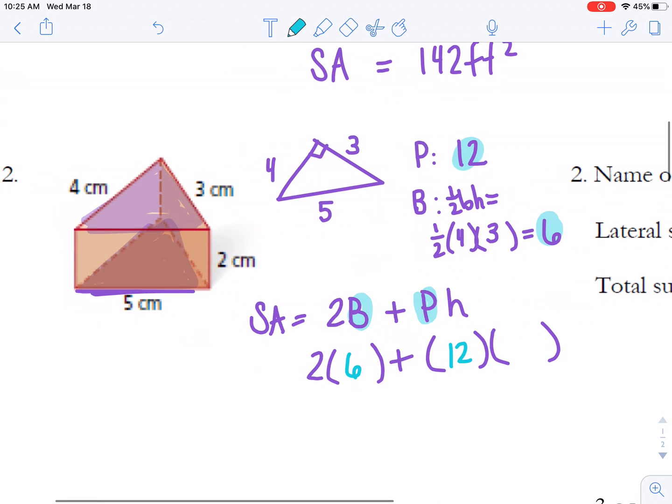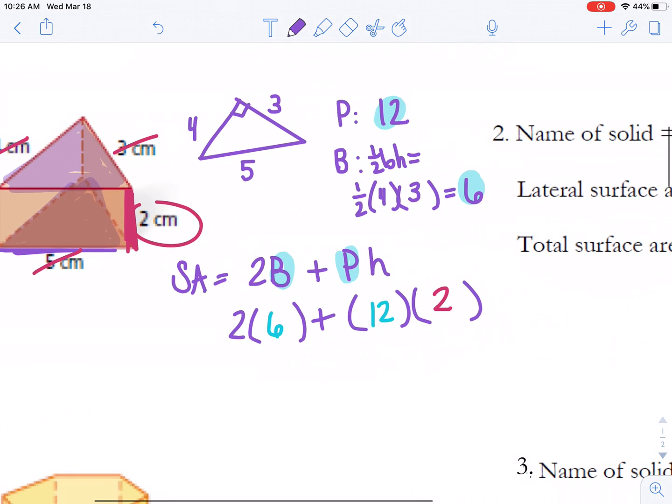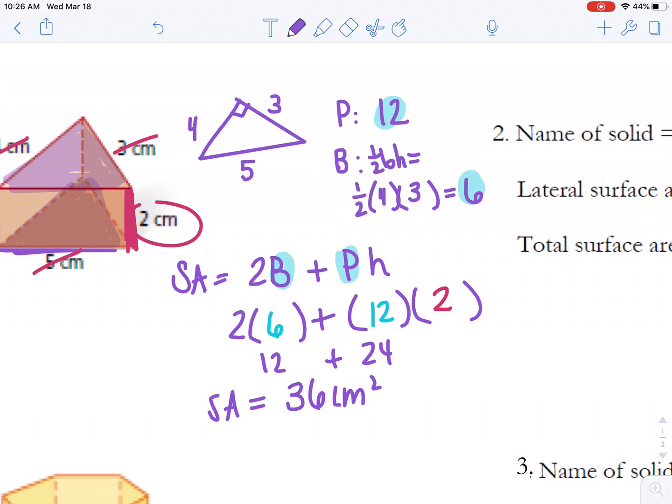And then I go back to my original diagram and I cross off the 3, the 4, and the 5, the dimensions I use for the base, and the one that's left over is the height of the prism. The distance between those two triangles is 2. So now I have all my values. Now I just need to multiply to combine. 12 plus 24, my total surface area is 36 square centimeters.